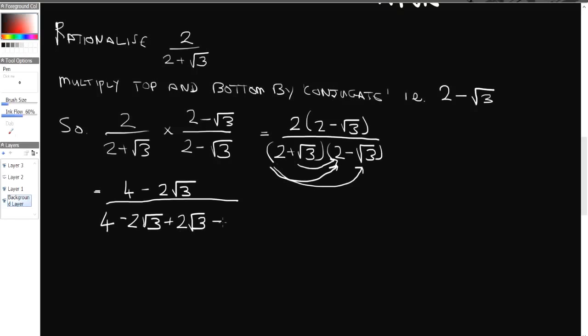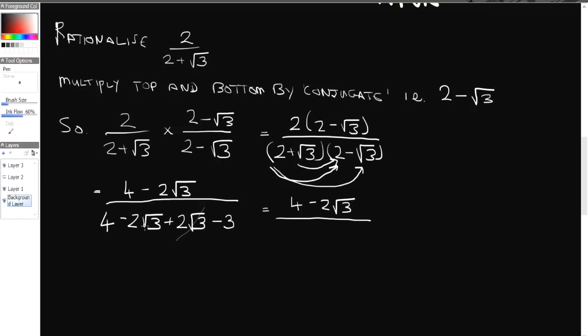And root 3 times minus root 3 is minus 3. Then we collect the terms up at the bottom. Okay, so we've got 4 minus 2 root 3 at the top, and collect the terms up at the bottom.